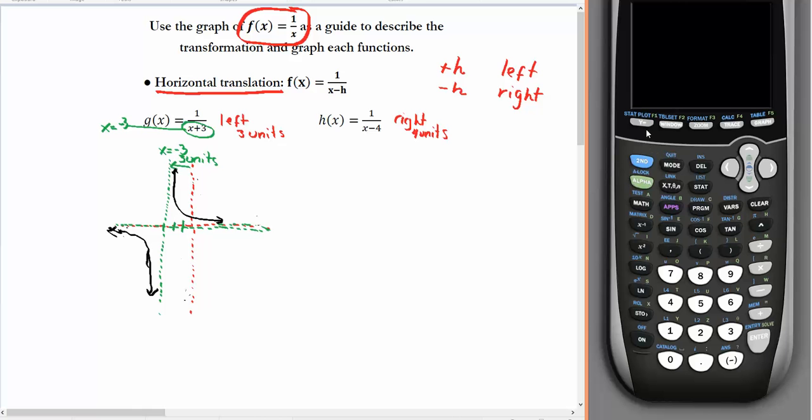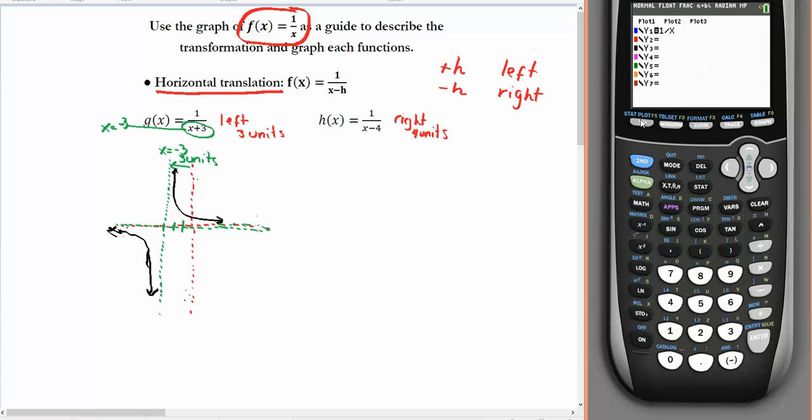Coming over here, I put my pen down and turn this on. Don't worry, it's just a calculator. I have 1 over x already entered, so it's this one. Now I'm going to come down to y2, the second function, and plot 1 divided by, in parentheses, x plus 3.